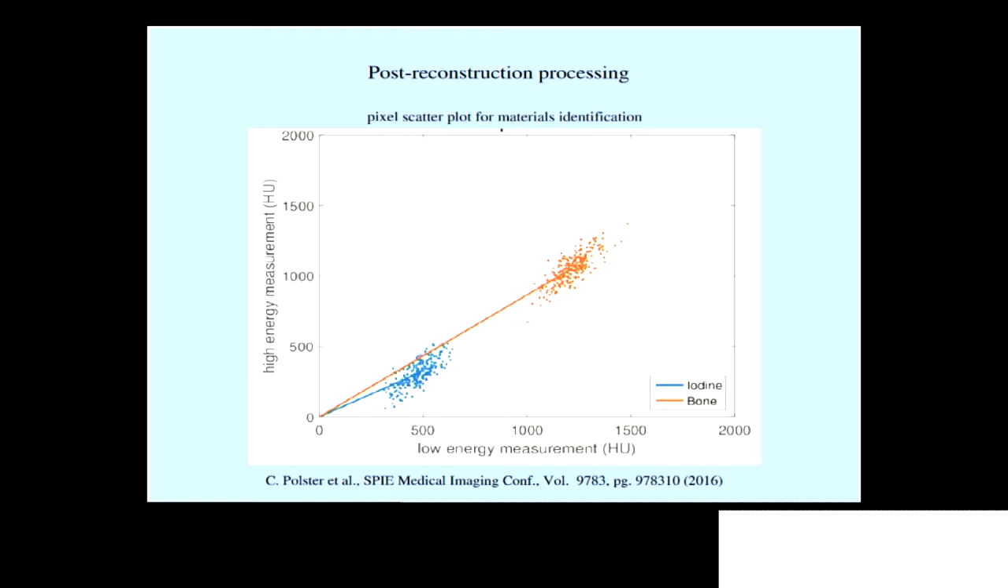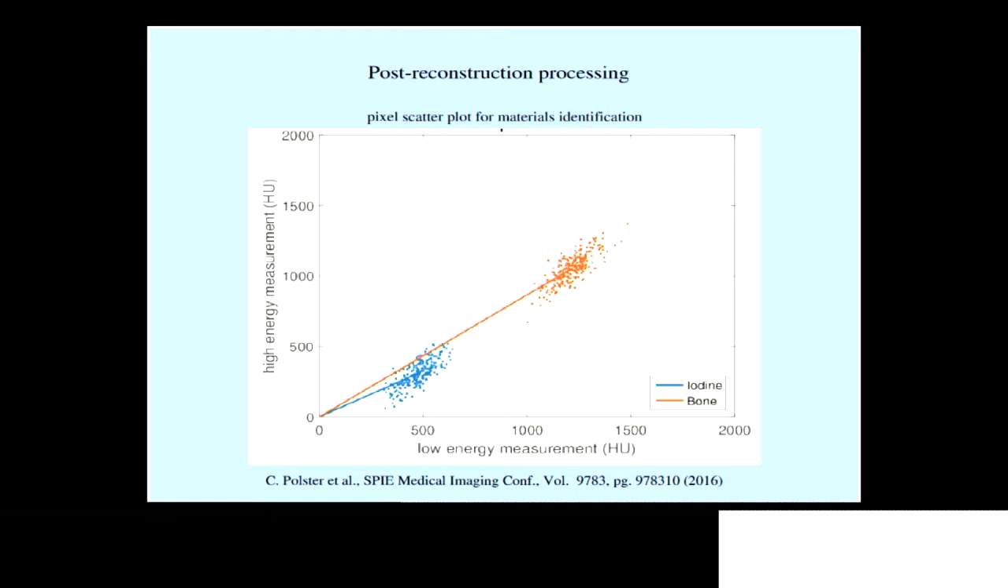And then you can go back to the image, and the pixels that you identified as being bone, you know they're bone, you can mark them that way, and the iodine ones you can mark as iodine, and you can do a little bit of quantitation there. All right, so any questions about this, the post-processing method?